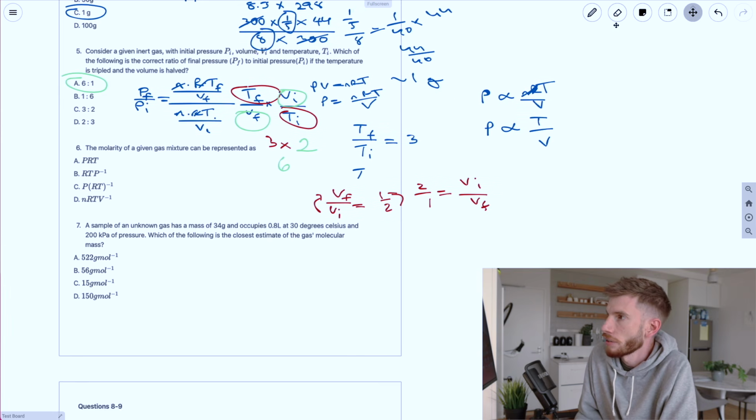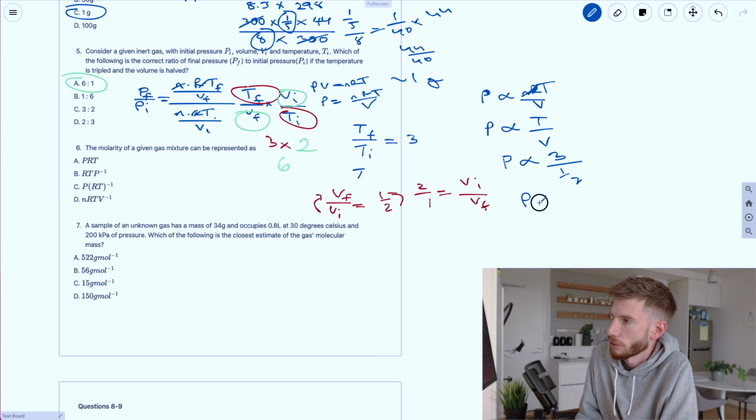Actually, it's a lot quicker because then you could just do it like this. That's tripled, that's being halved. It's directly proportional to 6, so therefore P final is 6 times P initial, and then bang, nice and quick.